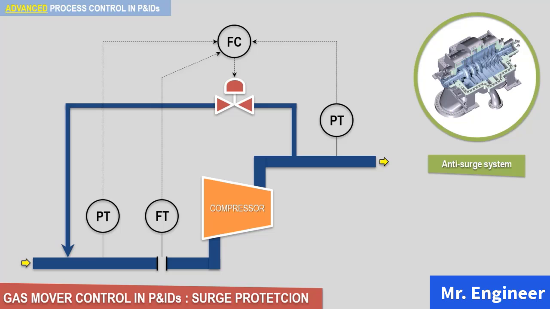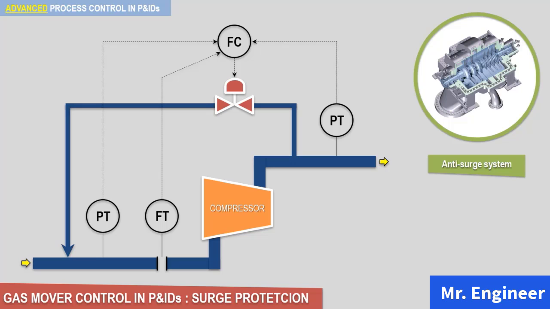This is because surge is one of the fastest phenomena in process plants. In this example, you have a recirculation line, a control valve on this line to prevent all of the flow from going through this attractive route of less resistance, and two pressure transmitters, one placed on the suction side and one on the discharge side, to monitor the pressure differential across the gas mover. Then you have a flow transmitter at the suction of the gas mover.